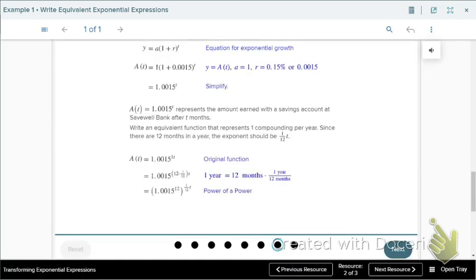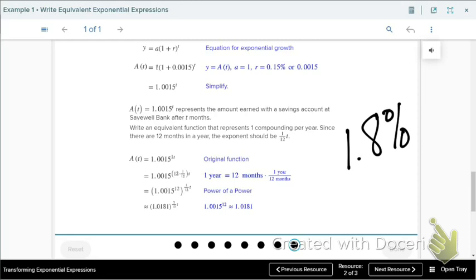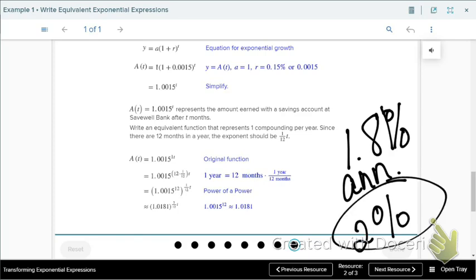So they split that apart. Then they take 1.0015, raise it to the 12th power, and they get 1.018. So if we move that over, we end up with 1.81% as our annual compounding. The other bank offers 2% annually. So clearly the 2% is the better deal, but we didn't know that to begin with because, like I said, we cannot compare apples to oranges. We have to compare apples to apples.